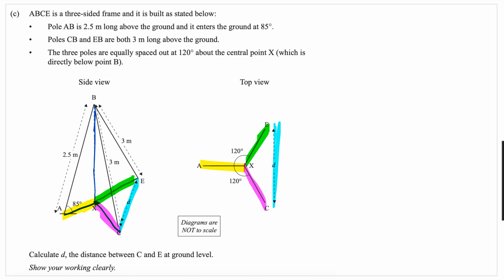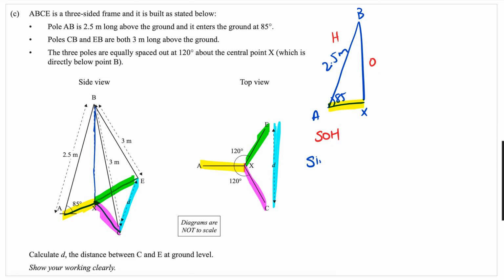So what I'm going to find out first is that blue line. To figure out the blue line, which is XB, so that's B and X, I'm going to use A, which is 85 degrees, and then that's 2.5 meters. I'm just trying to break the question into various ways of doing this. The blue part is what I need to figure out. So that's opposite and hypotenuse.